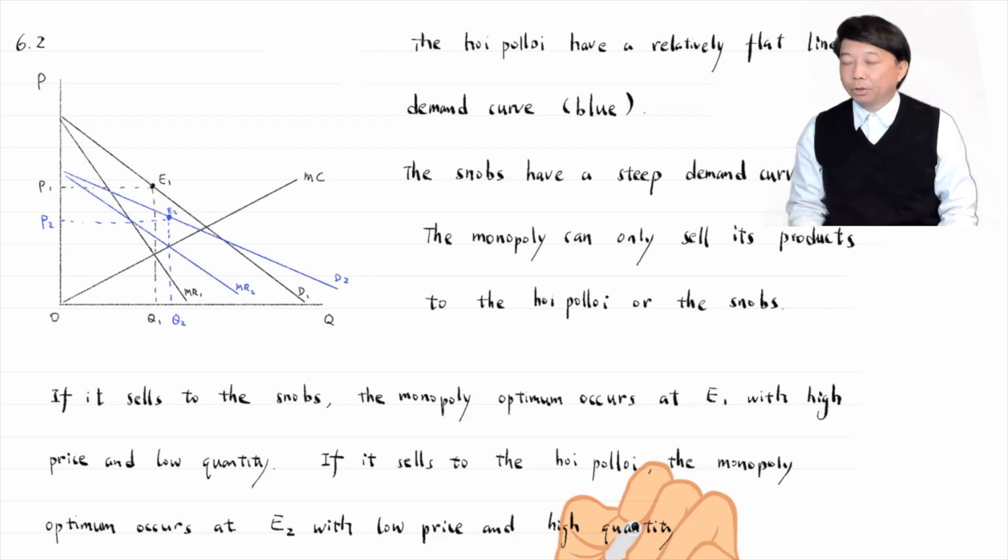Whether the monopoly chooses to cater to the snobs or the hoi polloi depends on the specific demand curves it faces. After knowing the parameters of the inverse demand functions of these 2 types of consumers, we can compare the profits and make a decision.